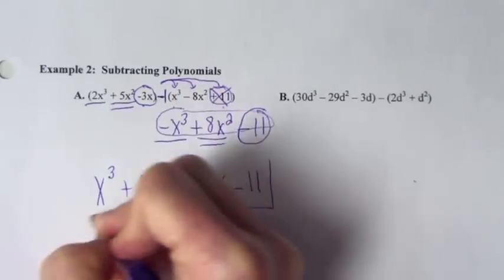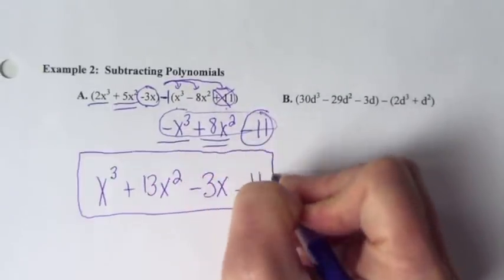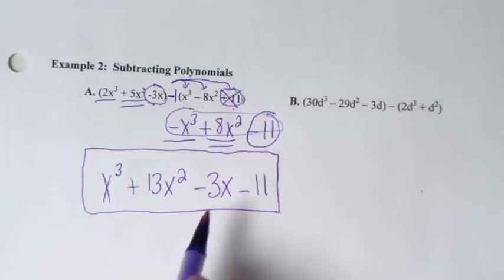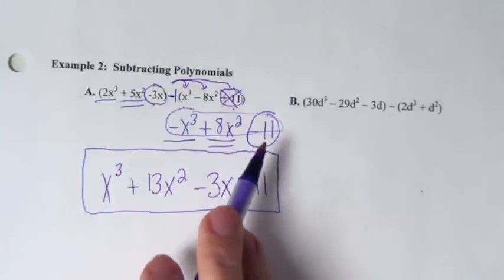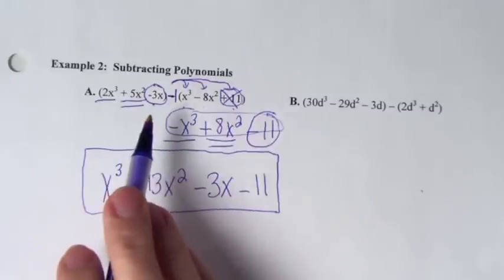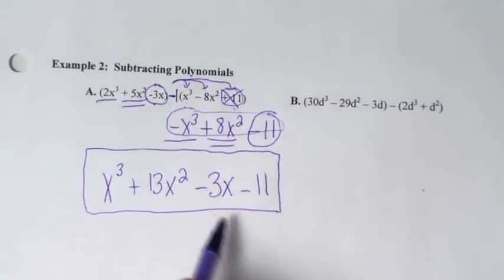So you have to be careful and only combine those terms that are exactly alike. Here the 11 did not have an x with it, negative 3 did. So we just had to write them separately because we didn't have anything to add to them. We had no other like terms to combine with them.